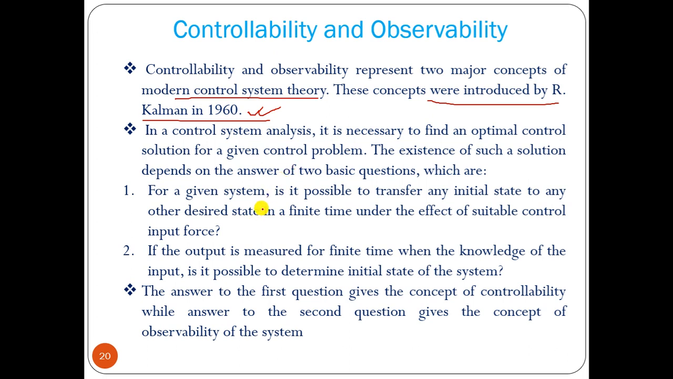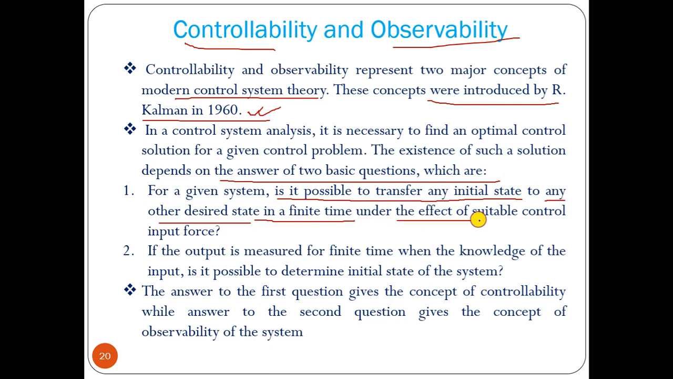In control system analysis, it is very necessary to find an optimal control solution for a given control problem. The existence of such a solution depends on the answer to basic questions. The answer is controllability and observability. Now let us see the question. For a given system, is it possible to transfer any initial state to any other desired state in a finite time under the effect of a suitable control input force?